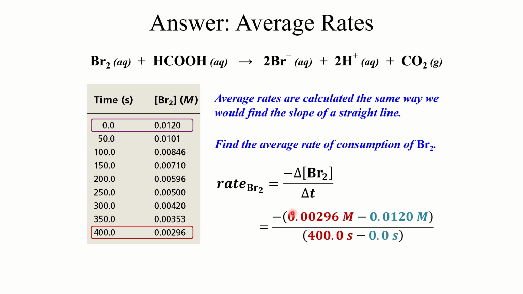Remember that since Br2 is a reactant, when we set up that rate equation, we say rate of Br2 equals negative delta Br2 over delta t. So that negative sign goes on the outside. Then again, notice that since y2 is less than y1, this difference in concentration is going to be negative, and so these two negatives will cancel each other out, which gives a rate of consumption of 2.26 times 10 to the negative fifth molar per second. So this is the average rate of consumption, or we could just say this is the average rate of Br2. It is 2.26 times 10 to the negative fifth molar per second.